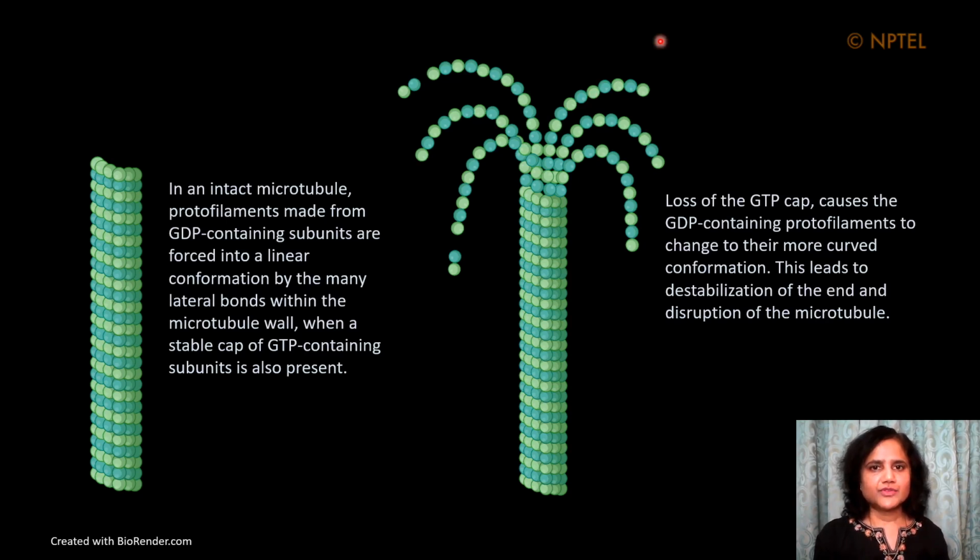In an intact microtubule, the protofilaments, which are made from GDP containing subunits, if they were to be there internally, are forced into a linear conformation by the many lateral bonds within the microtubule wall. And particularly when a stable cap of GTP containing subunits is also present. However, loss of the GTP cap causes the GDP containing protofilaments to change into their more curved conformation, and this leads to destabilization of the end and disruption of the microtubule, as can be seen here by loss of the subunits.